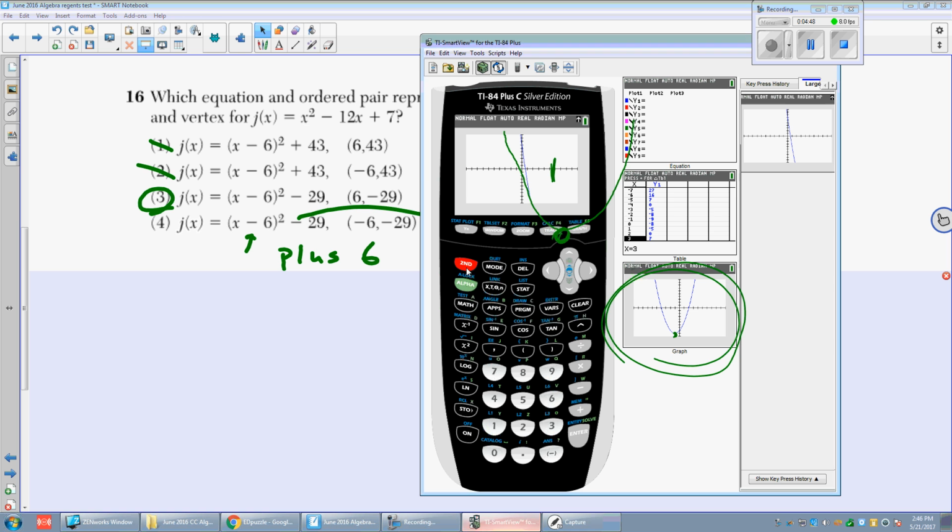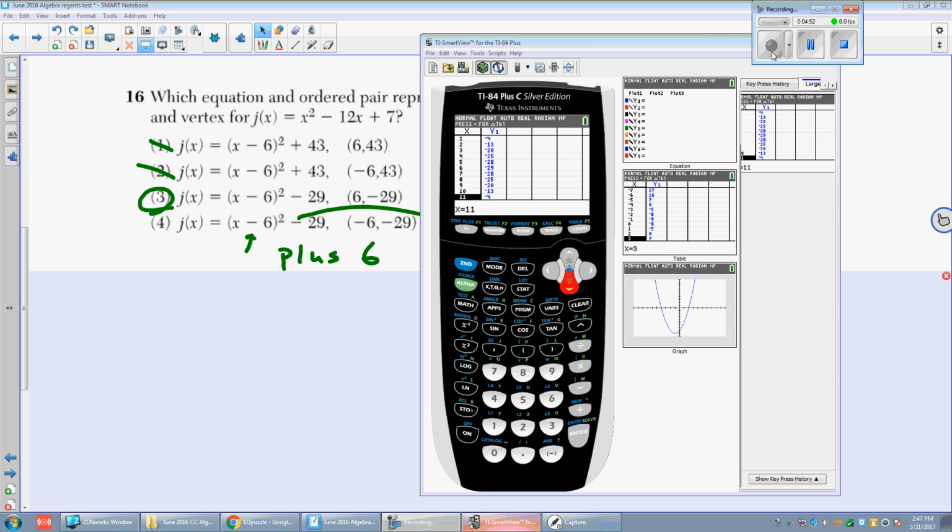You can look at the table. When we look at the table, you notice that at 6, we have some symmetry, where these numbers are the same, and right at 6, that number is not the same as any of the others. So it is 6, negative 29.